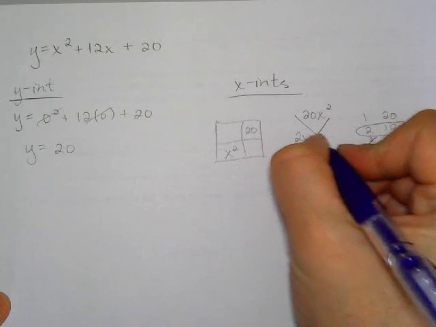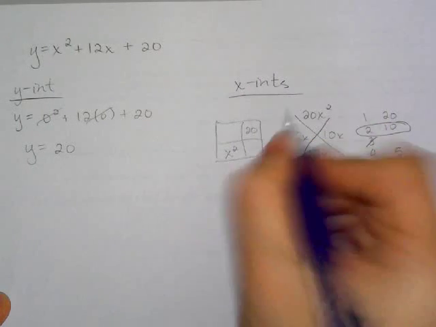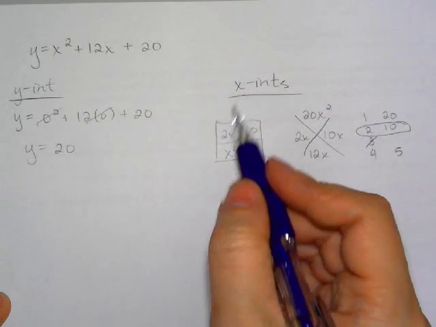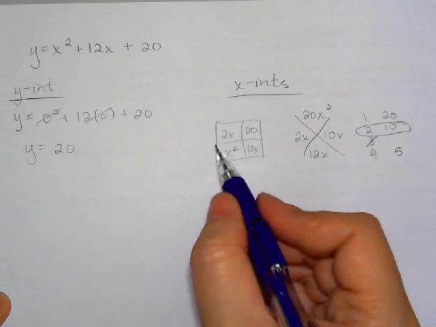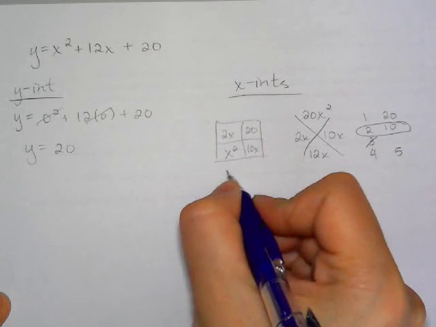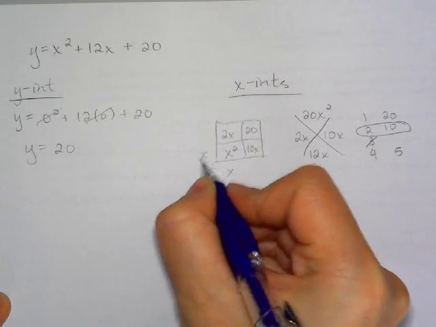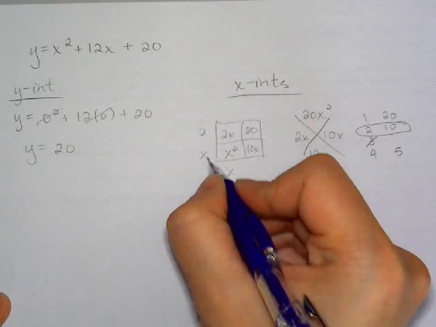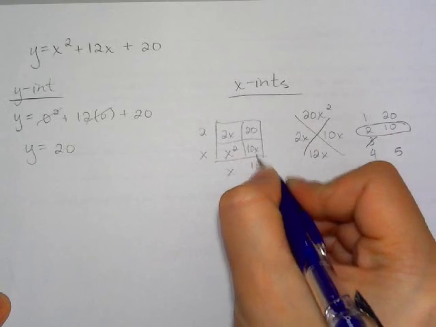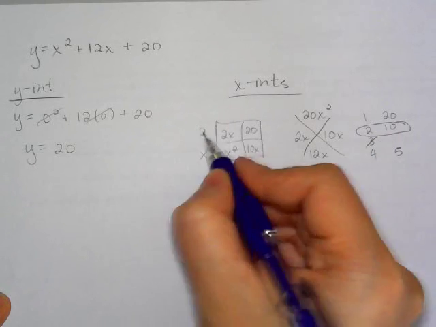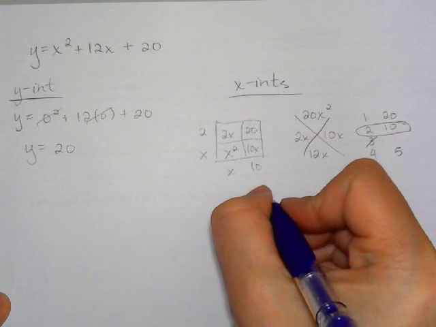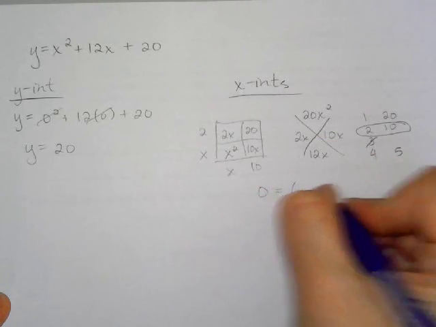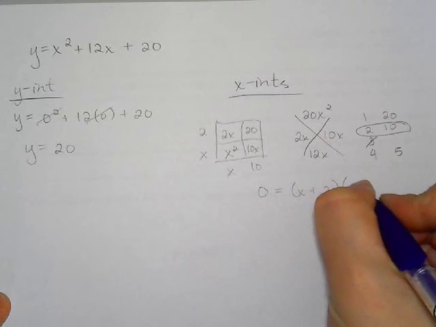So 2x and 10x. Then I factor out my greatest common factor from each row and column. So x times x is x squared, x times 2 is 2x, x times 10 gives me 10x, and then you double check that 10 times 2 gives you 20. So your factored form is then 0 equals x plus 2 and x plus 10.